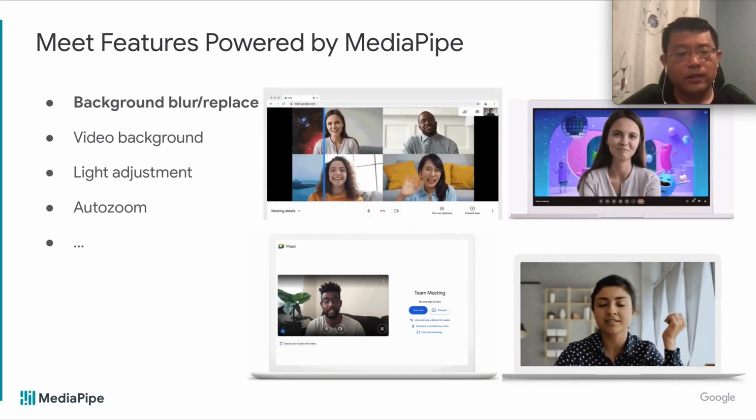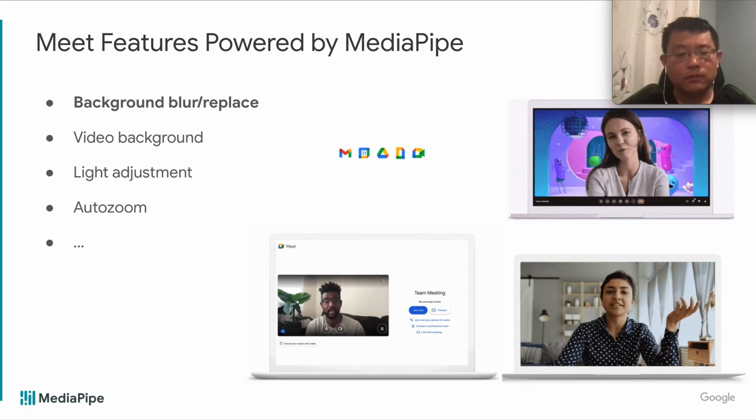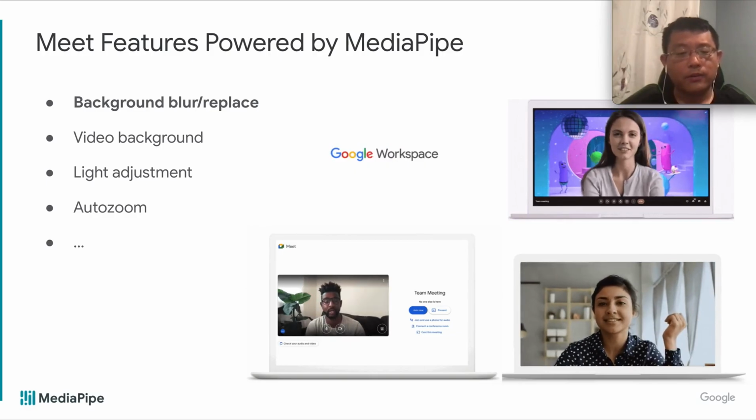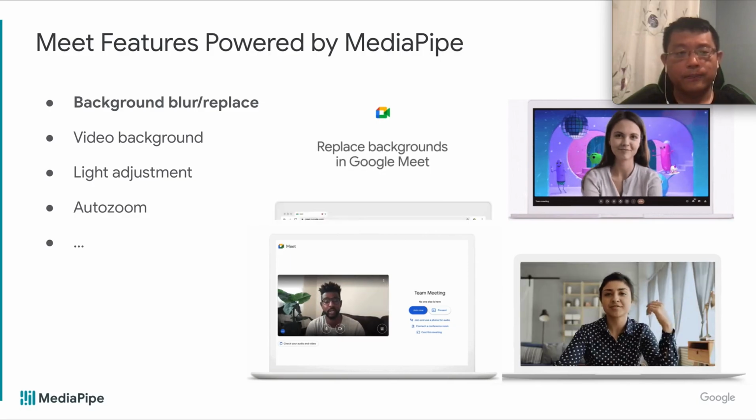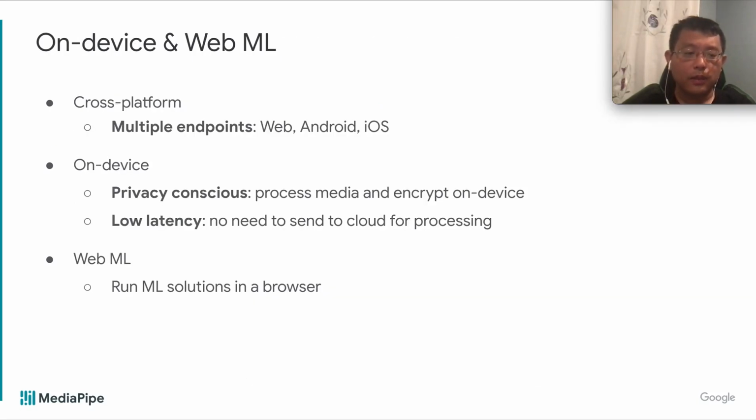All the features are running on device and cross-platform. In this deep dive, I'll pick background features as an example. For the ML solutions of the Meet features, we have to consider cross-platform. Google Meet runs on multiple endpoints, including web and apps on Android and iOS. We choose to run machine learning on device. It's privacy conscious. The media data are processed and encrypted locally. It has low latency, as we don't need to send data to cloud for processing.